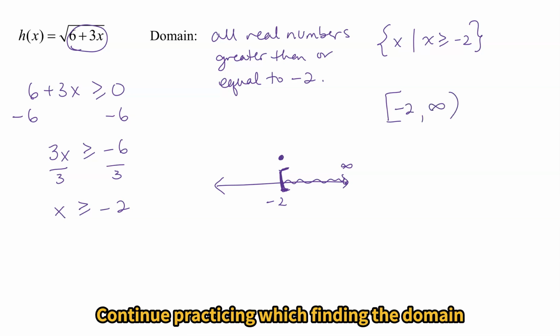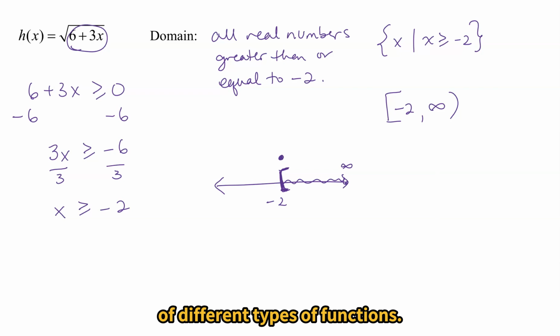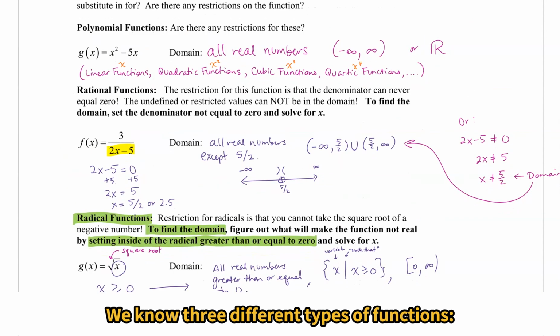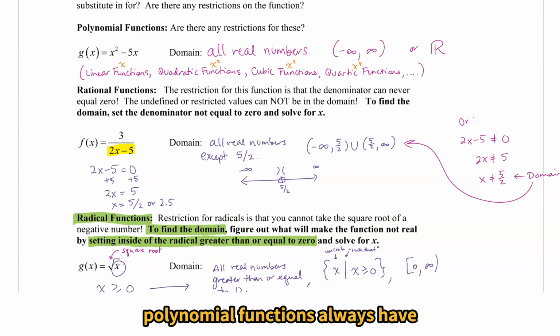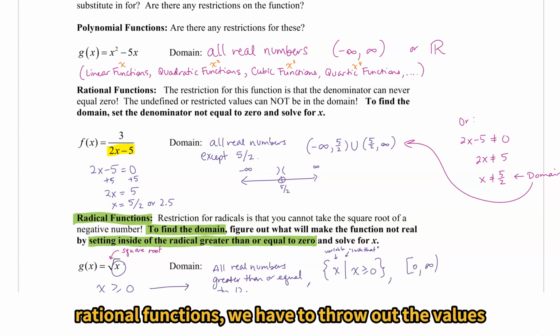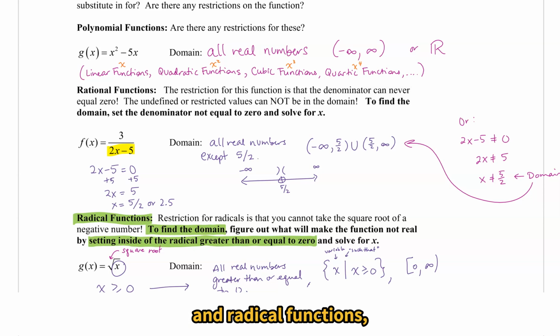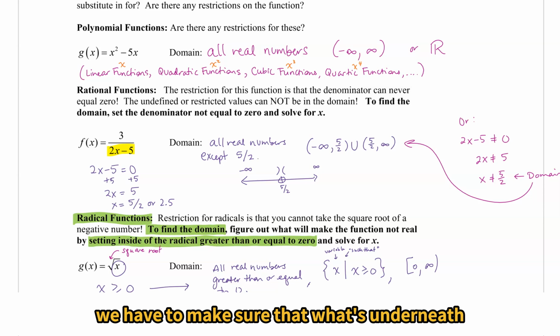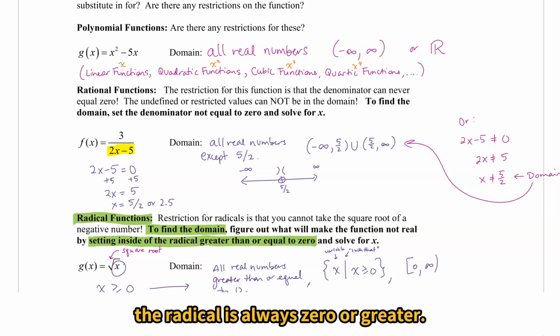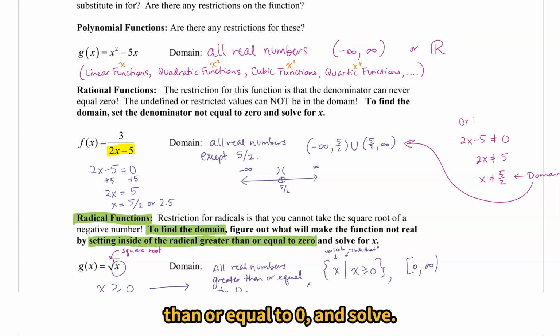Continue practicing with finding the domain of different types of functions. We know 3 different types of functions. Polynomial functions always have a domain of all real numbers. For rational functions, we have to throw out the values that make the denominator equal to 0 because we can never divide by 0. And for radical functions, we have to make sure that what's underneath the radical is always 0 or greater. So we take the inside, set it greater than or equal to 0, and solve.